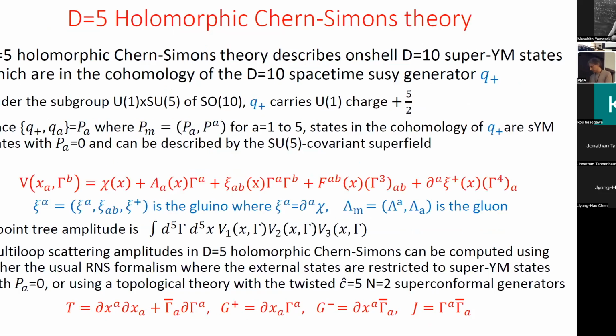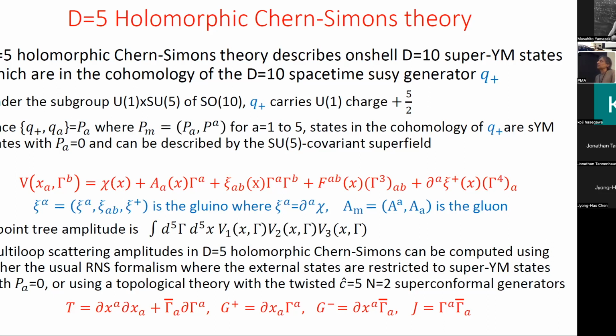Okay, so what is d equals 5 holomorphic Chern-Simons? It's a complicated name, but okay. It's essentially a generalization of the d equals 3 Chern-Simons theory, but it's holomorphic, so it's like the B-model. So you can think of it as 10-dimensional super Yang-Mills compactified to 5 complex dimensions. But it turns out physical states, instead of being just the general 10-dimensional super Yang-Mills states compactified to 5 complex dimensions, have to be in the cohomology of one of the spacetime supersymmetry generators.